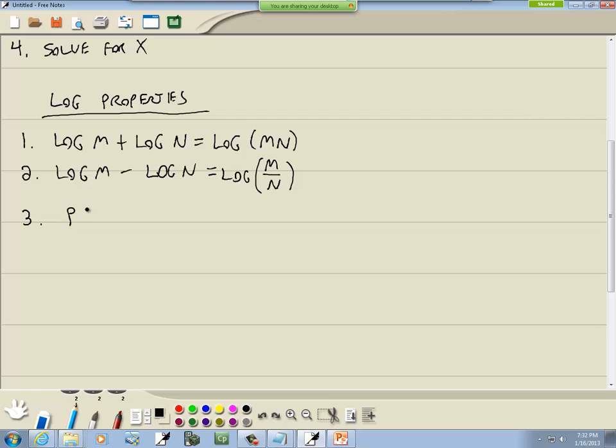And if you have p log m, typically p represents a number. Well, you can take that and put it as your power. So you have log of m to the p power. Now, these are written in terms of just log, which is base 10, but they apply no matter what your base is. Specifically, the problems we're going to look at are natural log, ln.